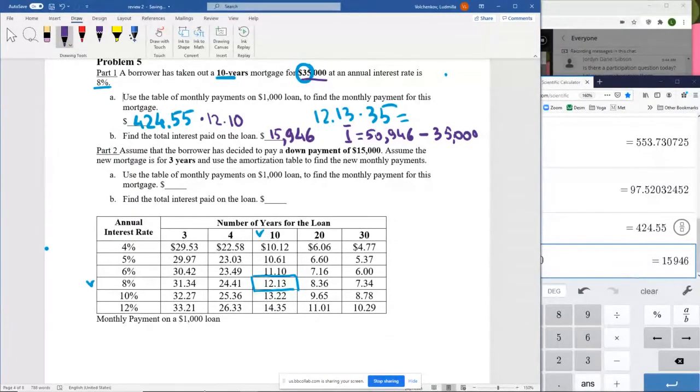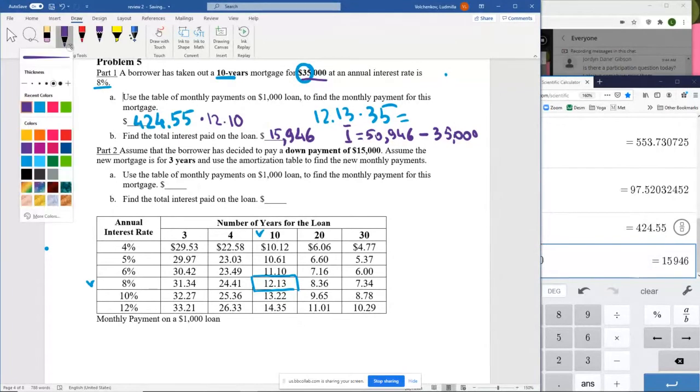And here you don't have any rounding. You just type the answer you got. Let us, in part 2, assume that the borrower has decided to pay a down payment of 15,000.